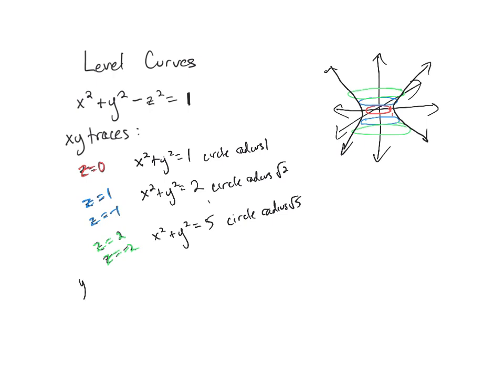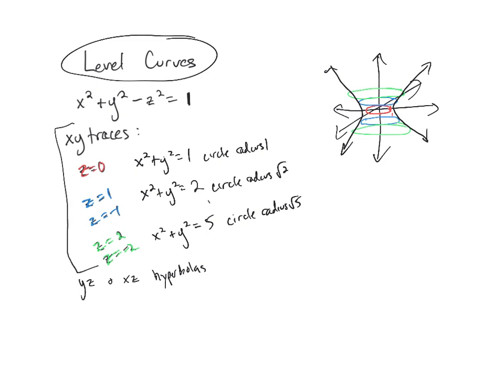Now, the YZ traces and the XZ traces were hyperbolas for this. But I actually want to focus more on this concept of the level curves. If I take a look at the level curves, specifically level curves for different values of z, then let's suppose I took all of those different circles, the green, blue, red, and collapsed them down so that they landed specifically on the x, y, 2D coordinate grid.